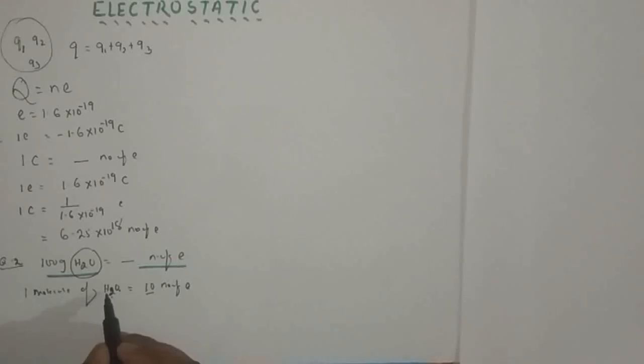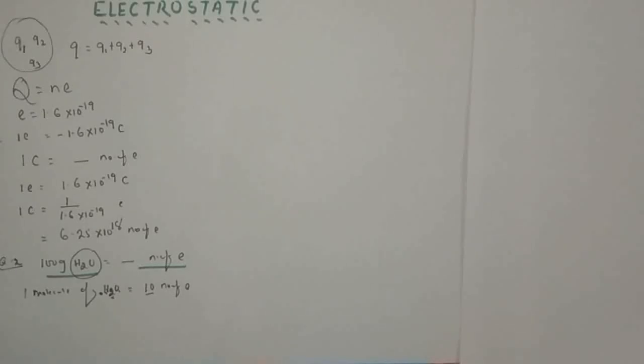How? Let us check it. 1 hydrogen atom contains 1 electron. Here 2 hydrogen atoms are there, so 2 into 1 is 2. 1 oxygen contains 8 electrons. So it is 8 plus 2, which is 10.